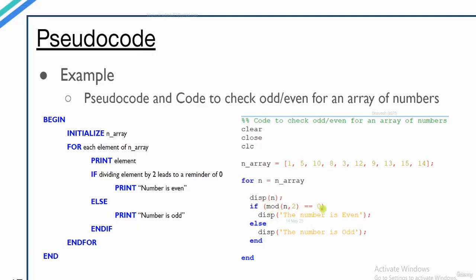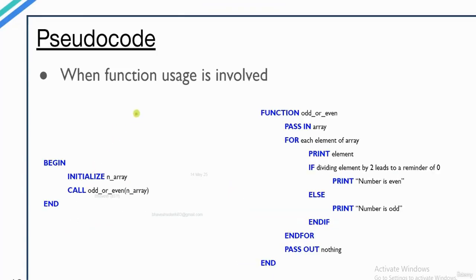And if this statement is false, which means if the remainder is not 0, then the control is not going to go inside the if branch, it's going to go inside the else branch. And this statement is going to be executed, which is going to print number is odd in the command window. This happens for all values of n array one by one. And since there are 10 elements inside n array, this for loop is going to run 10 times. And when we're using user-defined functions in our code, then we have to write a separate pseudocode for the main code as well as the function.